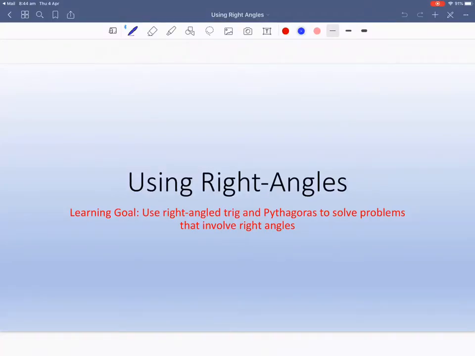Right, so in this lesson we're going to use right angles. Essentially we're just going to use it in angles of elevation and depression. So we're just going to get straight to it and see how we go. So use right angle triangles and Pythagoras. In actual fact, there's no Pythagoras in this, but we've got to know Pythagoras in this topic. If you don't know it, we've got to look back to year 8 and see how we go.